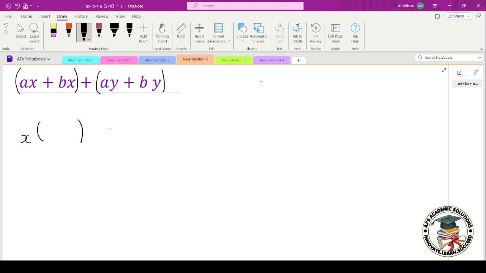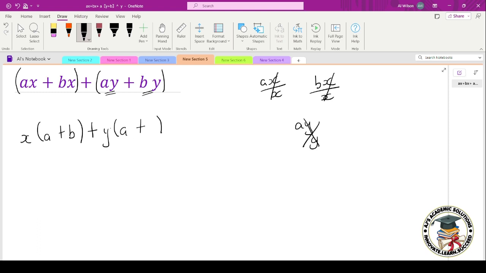So let's now work that. We have ax divided by x, which is going to leave us with a, plus, and we have bx divided by x, which is going to leave us with b. We are going to maintain our plus sign here. Here we have ay and by. Similar here is y. Then we open our bracket. So we have ay divided by y, which is going to leave us with a, plus by divided by y, which is going to leave us with b.